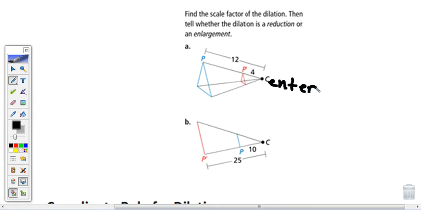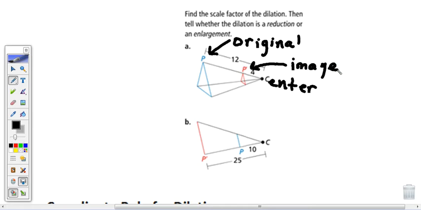Now, we have points that are P and P prime. One of those triangles is the original triangle, and one of them is the new one that we formed. We either made it larger or we made it smaller. Anytime you have variables all alone like this, P with no prime or apostrophe, that is always my original figure. Which means P prime is your new figure. We call it the image.